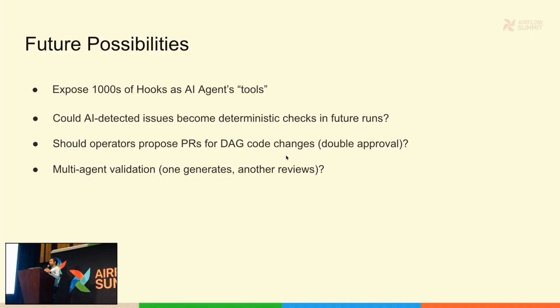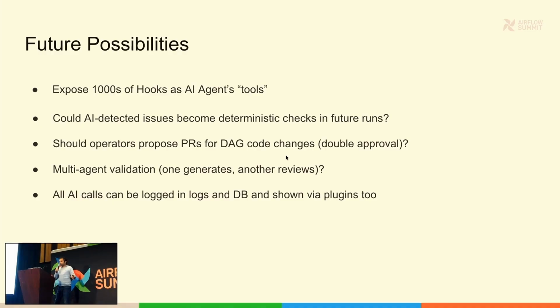Multi-agent validation might be better. Like, what if a SQL query is generated, and rather than us creating 1,000 lines of code and rules about what it should not do and validating it, what if we have another AI review the SQL it generated? All AI calls are logged in logs and DB and shown via plugins. Like Brendan Pierce showed us how Airflow plugins have developed. So maybe we have a separate view in Airflow UI showing specifically AI calls. Might be better for audits, and any other wild ideas that you might have.